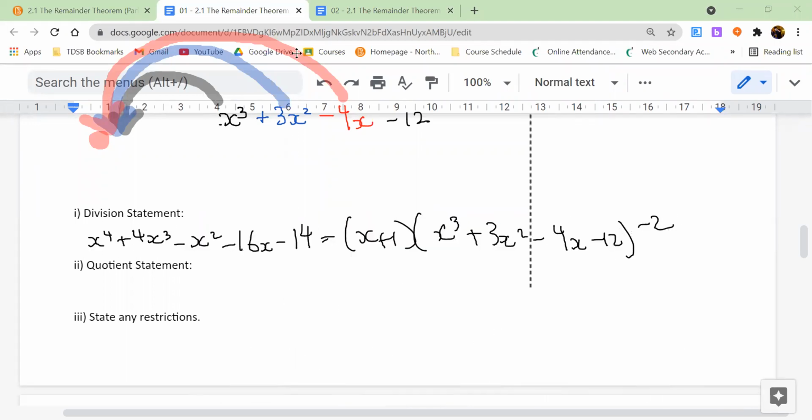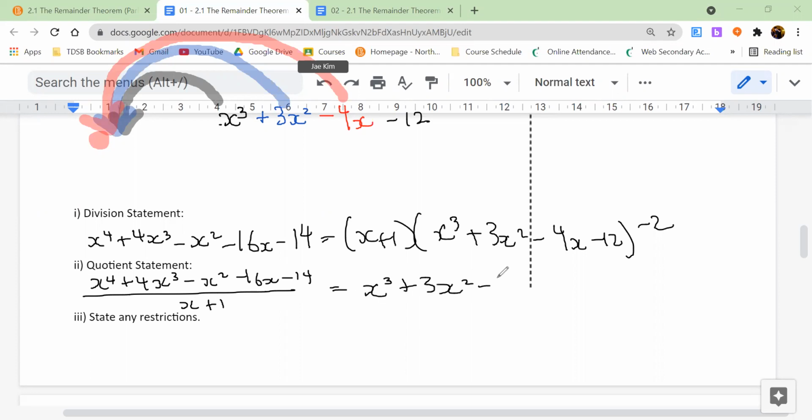By quotient statement, I can rewrite this, same thing. This original function, that's the dividend, divided by the divisor is the same as this, and that's the remainder. See any restrictions? Well, you did divide by x plus 1, and you know that you can't divide by a 0, so x cannot be negative 1. That's all.